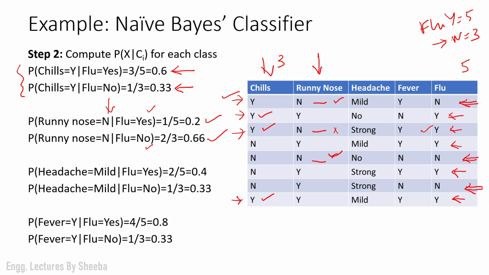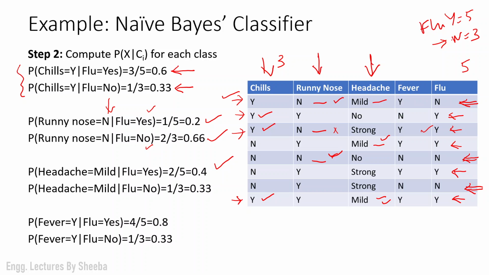Similarly, headache is equal to mild, that is a given data set, and flu has both classifications, flu yes and flu no. So now you go to the next column and headache is equal to mild. How many rows are there? 1, 2, 3. Now you need to see how many are there with yes. So this is yes. This is yes. Here also it is yes. So how many rows are there? 2 rows are there with mild and yes. So 2 divided by 5, divided by 5 because 5 yes are there. Flu yes is 5. So 2 divided by 5, you got the answer.